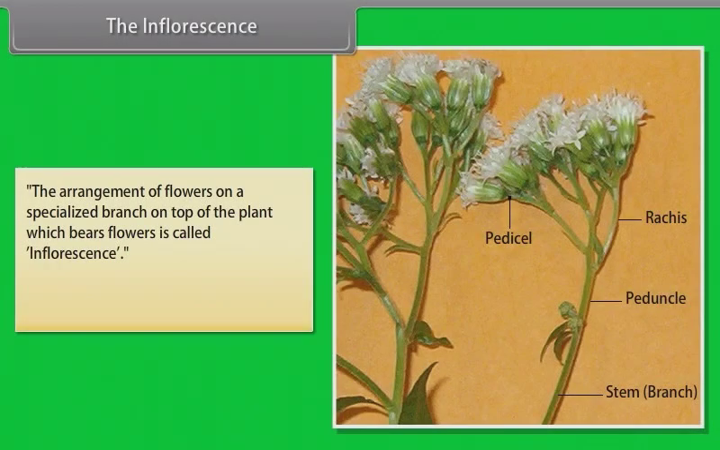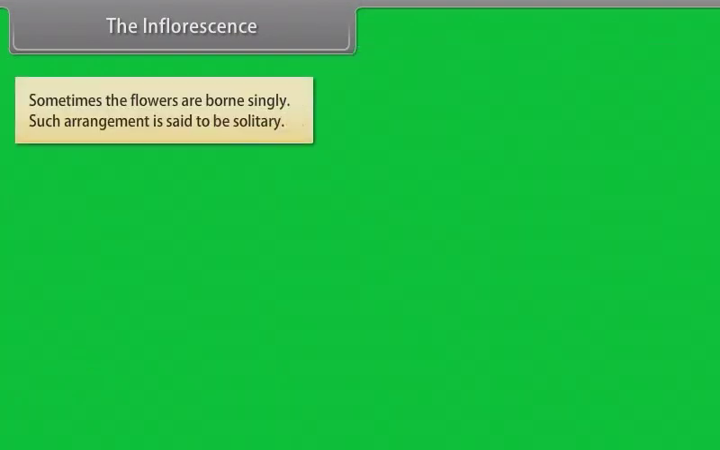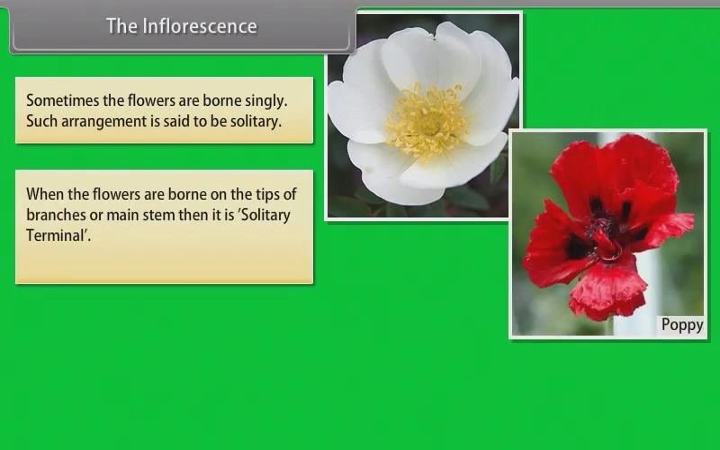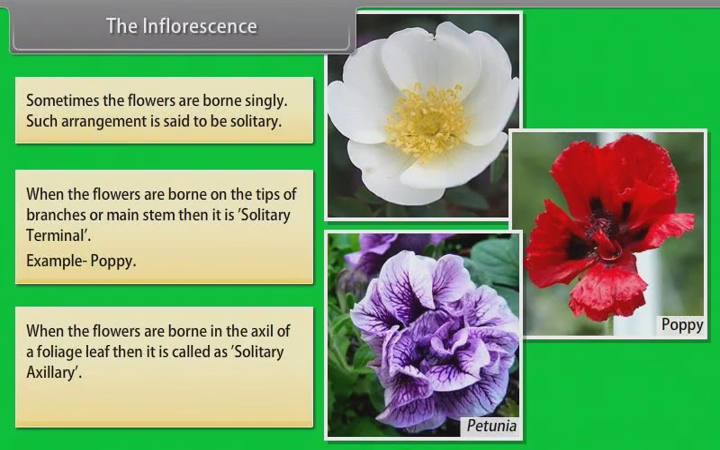The inflorescence. The arrangement of flowers on a specialized branch on top of the plant, which bears flowers, is called inflorescence. The axis of the inflorescence is known as peduncle. Sometimes the flowers are borne singly. Such arrangement is said to be solitary. When the flowers are borne on the tips of branches or main stem, then it is solitary terminal. Example, poppy. When the flowers are borne in axil of a foliage leaf, then it is called solitary axillary. Example, petunia, hibiscus, rosa sinensis.